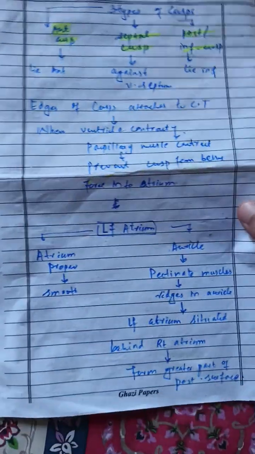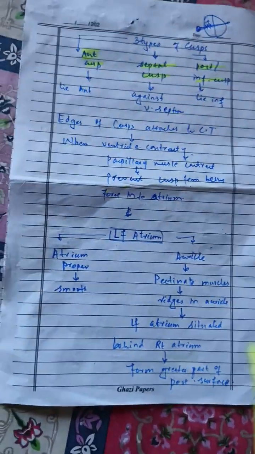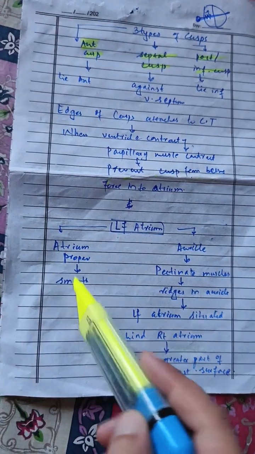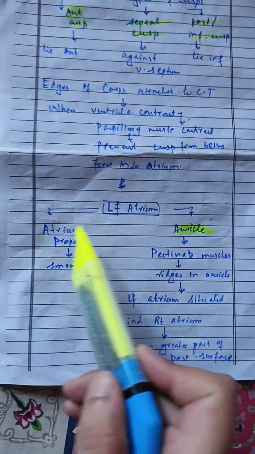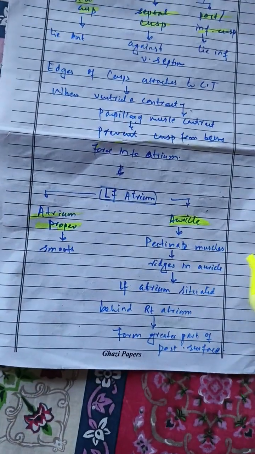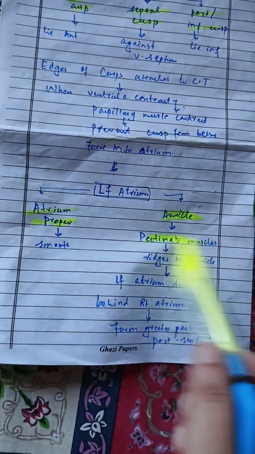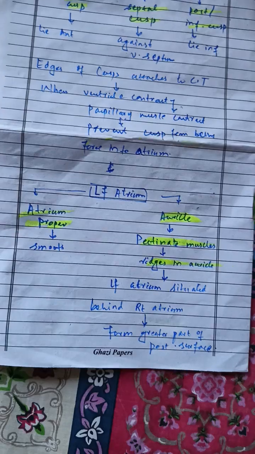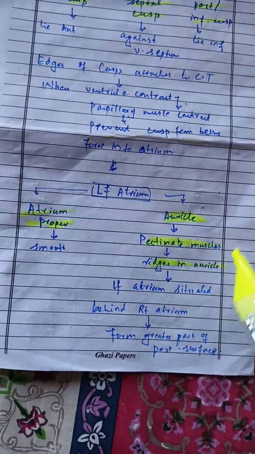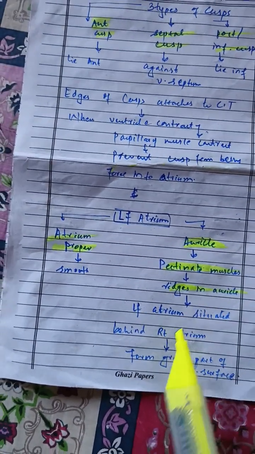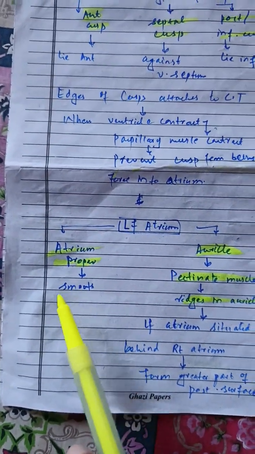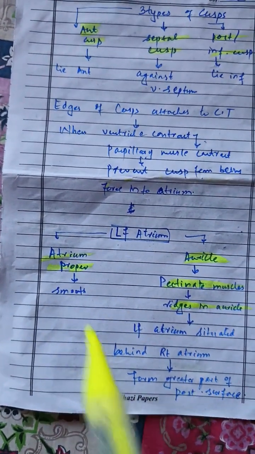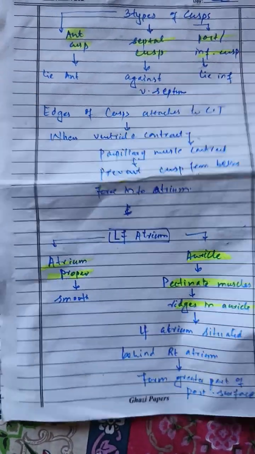Now, what is the anatomy of the left atrium? The left atrium, like the right atrium, consists of an auricle, an ear-like outpouching, and the atrium proper. The auricle consists of pectinate muscles, which are muscular ridges in the auricle, while the atrium proper is smooth. It has no muscular ridges.